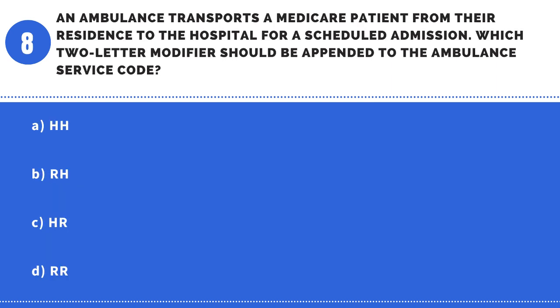Question 8. An ambulance transports a Medicare patient from their residence to the hospital for a scheduled admission. Which two-letter modifier should be appended to the ambulance service code? A. HH. B. RH. C. HR. D. RR.